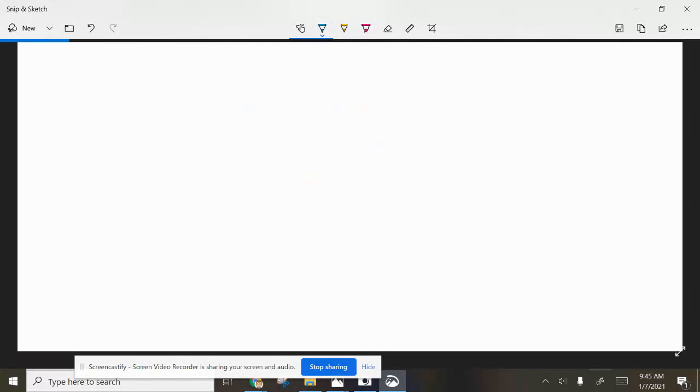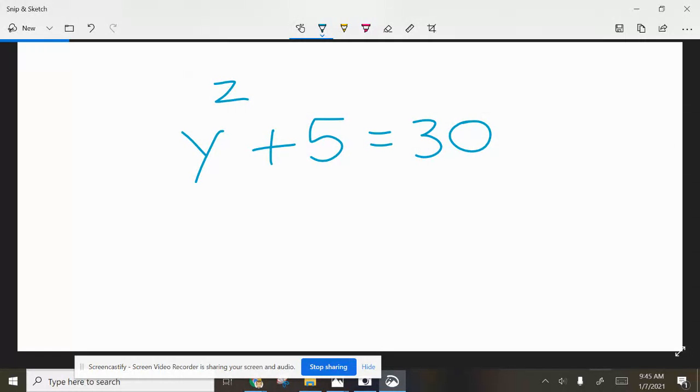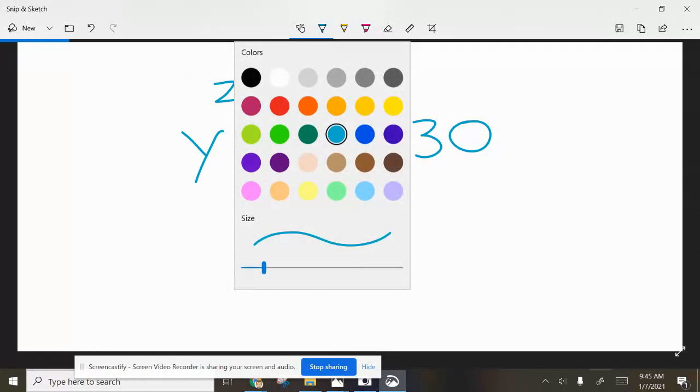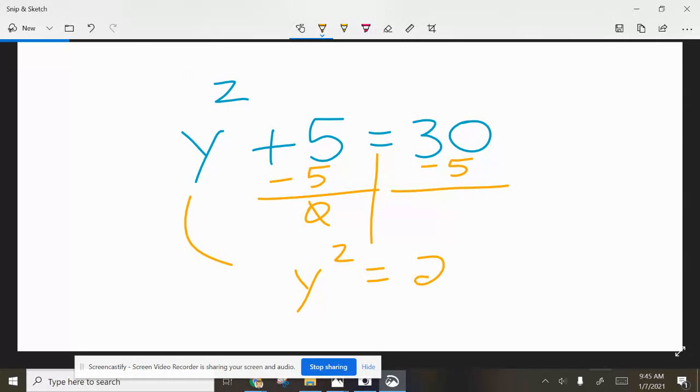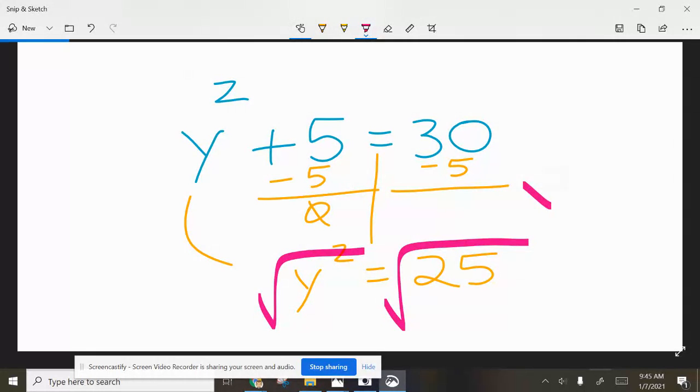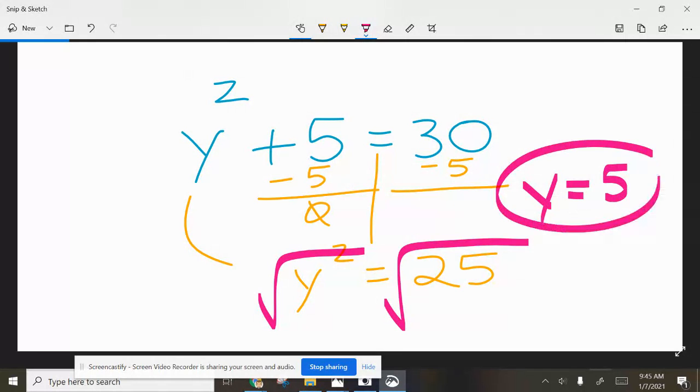All right, what if I said x squared, let's just even make it, what if it was y squared plus 5 equals 30. I'm trying to make these as easy as I can. What's your first step? Let's get rid of this 5. Does that sound good? Let's get rid of that guy. Y squared equals 25. Now what are we going to do? Final step. Square root both sides. Y equals 5.